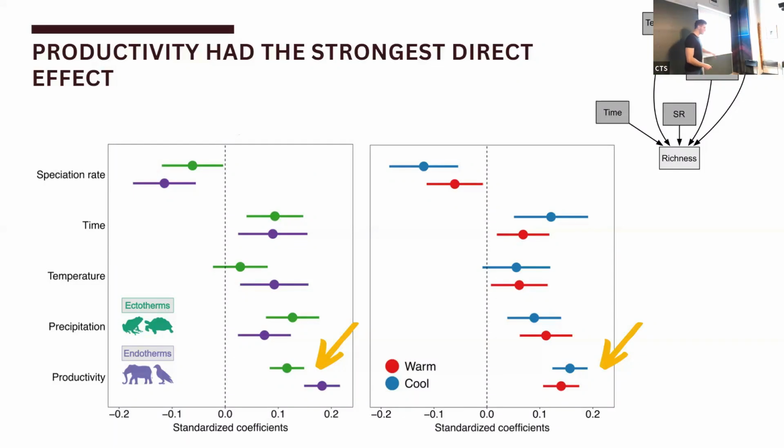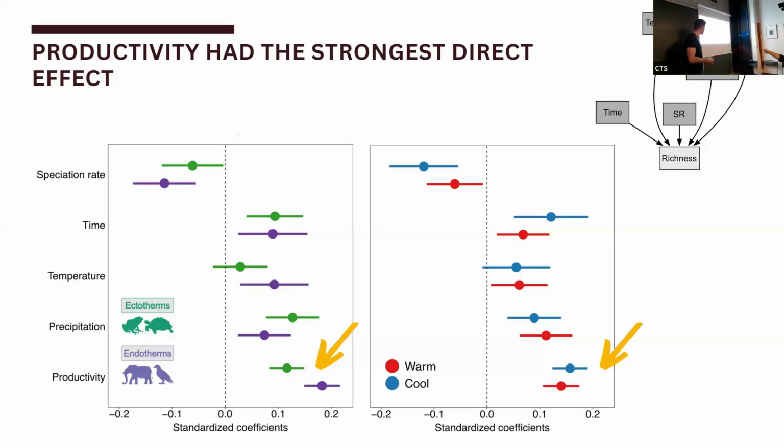Regarding productivity, it indicates that more productive environments have a higher number of species. This would be surprising, but it has already been shown previously. It is a kind of counterintuitive pattern which has been described by several papers. So for us, it was not that surprising because it was known from the literature.